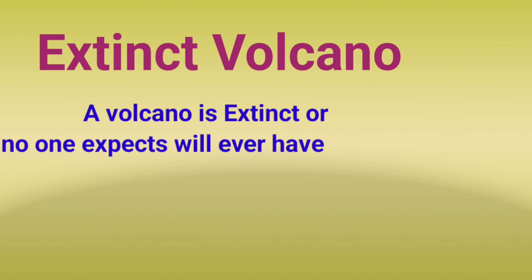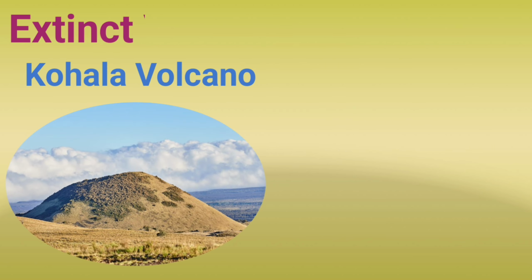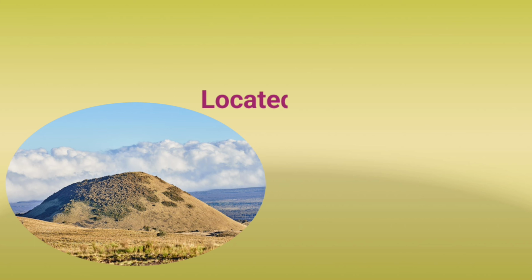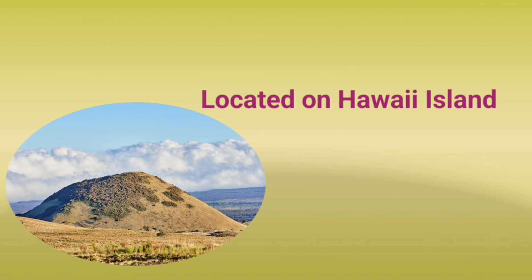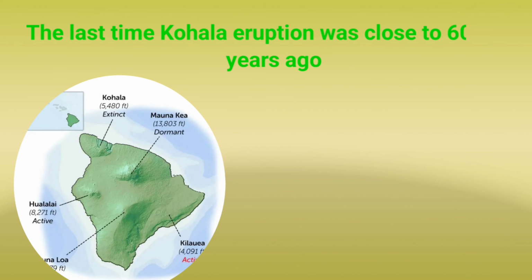Moving on, next, the extinct volcano. A volcano is extinct, or dead, if no one expects it will ever erupt again. An extinct volcano example is Kohala volcano. Kohala volcano is located on Hawaii Island. The last time Kohala erupted was close to 6000 years ago.